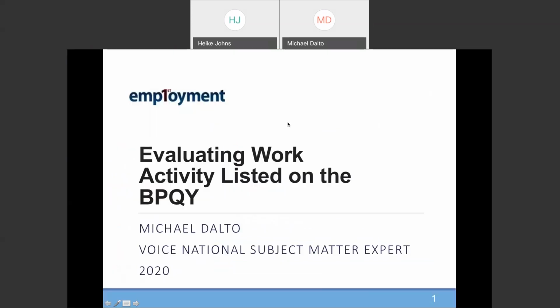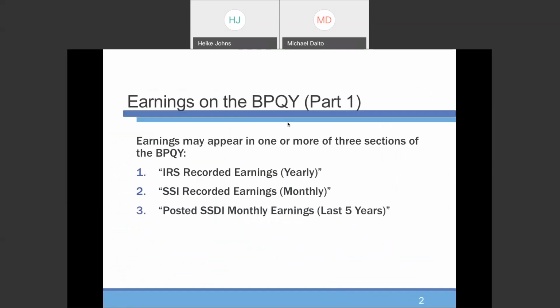So now that you understand the basics of what information is contained in BPQYs and how to interpret it, now we're going to look at evaluating work activity that's listed on the BPQY. There's a bit of an art to this. So as you could see from the BPQYs we've already looked at, there are three possible places that earnings from work may appear on the BPQY.